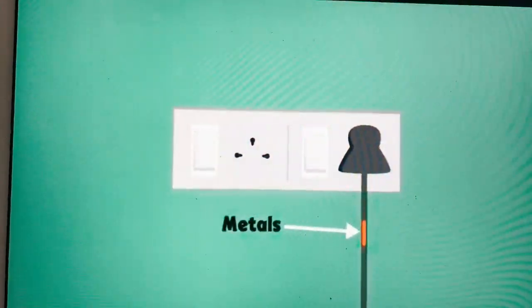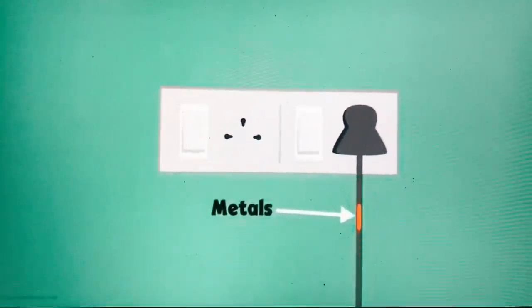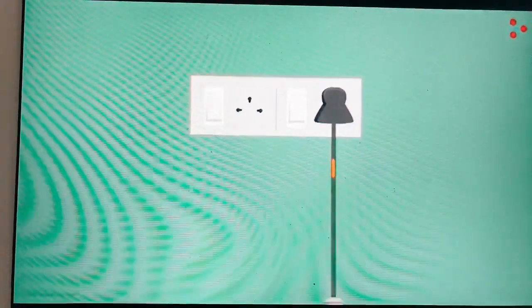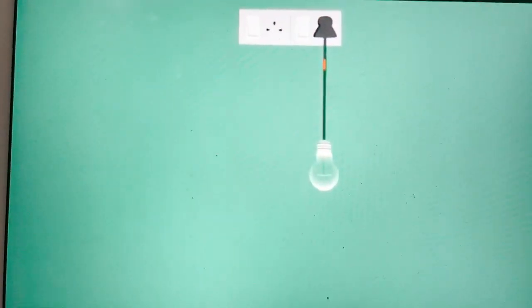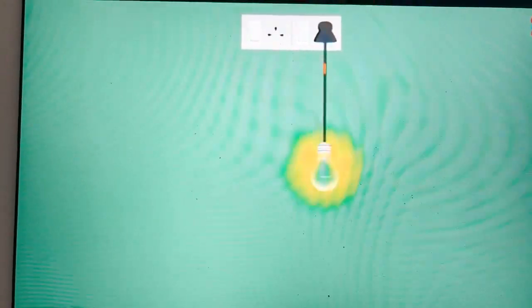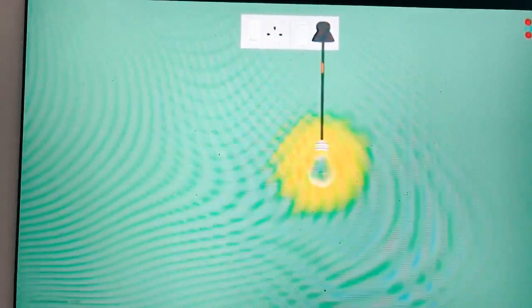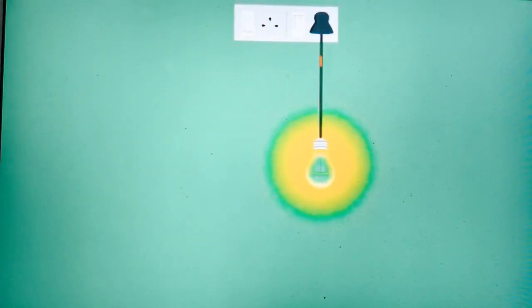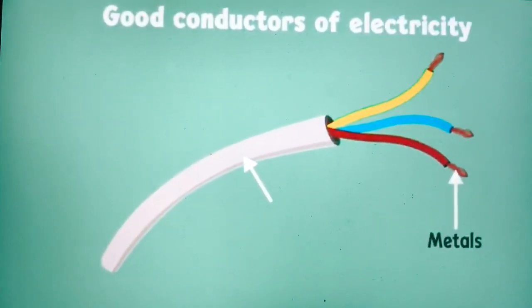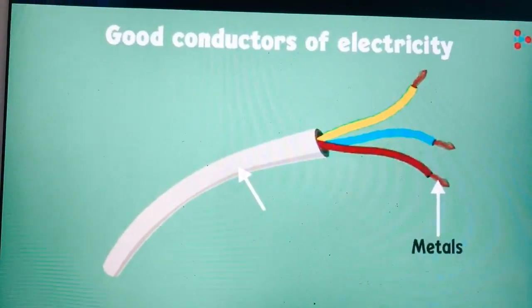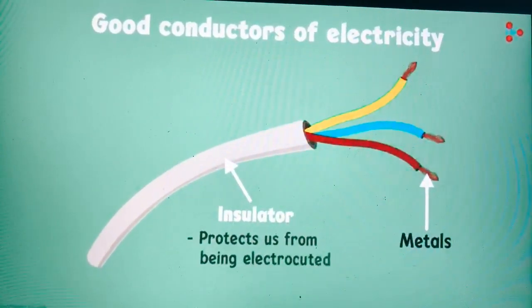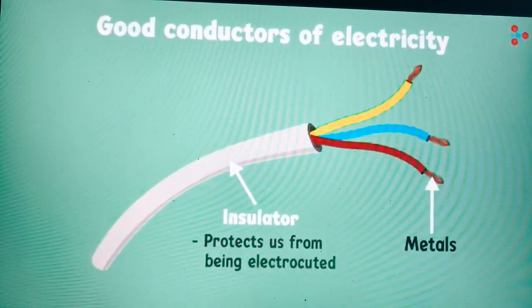Electric wires were also made up of metals, right? Why is that? It's because they are good conductors of electricity too. If we have a battery and a bulb connected in a circuit with a metal wire, you will see that the bulb will glow when the switch is closed. And because they are good conductors of electricity, they are coated with rubber-like material. This rubber-like material acts as an insulator which protects us from being electrocuted if we touch the wire by mistake.